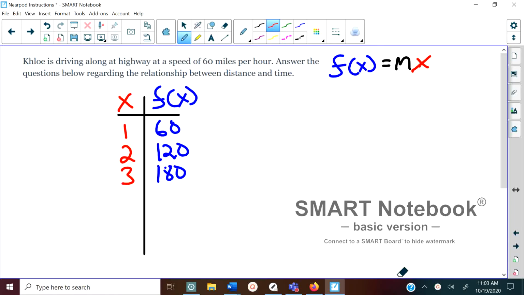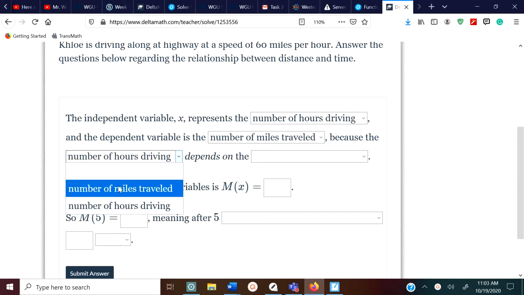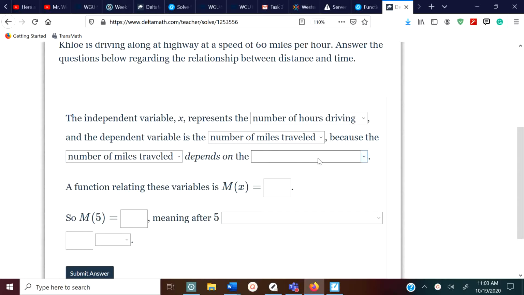So what we would do is go back in here and put that in. It says the independent variable x represents what? Is it the distance traveled or the hours driven? Well, it's the hours driven. And the dependent variable is the other thing, the distance traveled, the miles driven, because the miles traveled is dependent upon the number of hours driven. So that's just the wording on how you get it set up, and this will always be in this order. You'll have the x, then the y, then the y, and then the x.